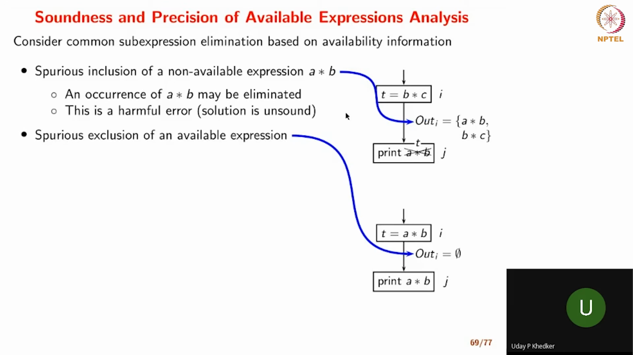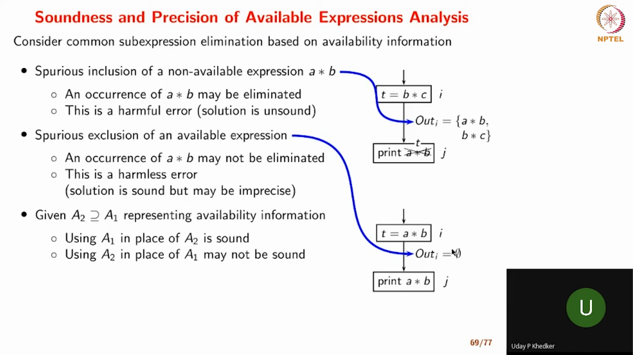Here, spurious exclusion of an available expression. Let's look at this. A star B is available here, but we ended up excluding it. We made an error and we said A star B is not available. In which case, what we are essentially saying is that we have no expression which is available, and therefore we will not be able to eliminate this expression. So this A star B may not be eliminated, which is a harmless error. The solution is sound but may be imprecise.